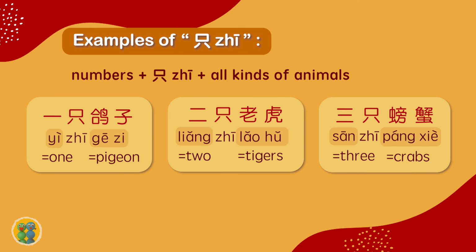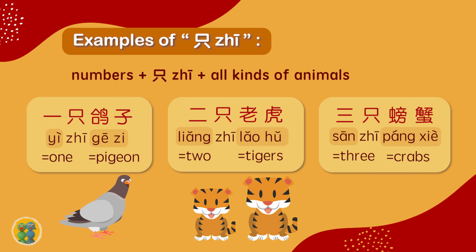Examples of 只. 一只鸽子, 鸽子 means pigeon. 两只老虎, 两 means two. 老虎 means tigers. 三只螃蟹, 三 means three. 螃蟹 means crabs.